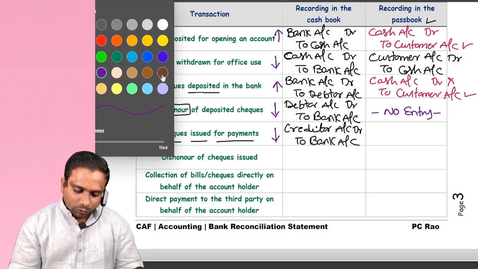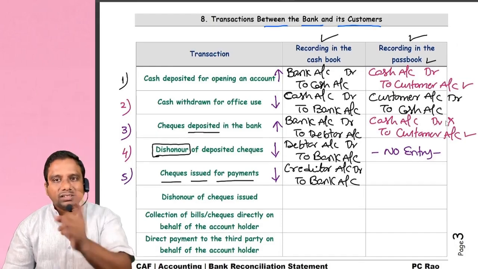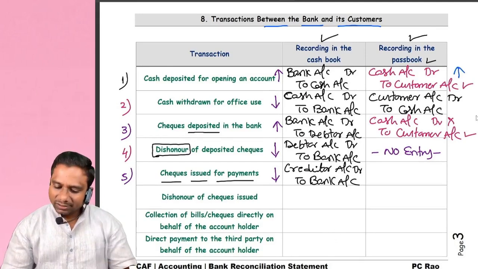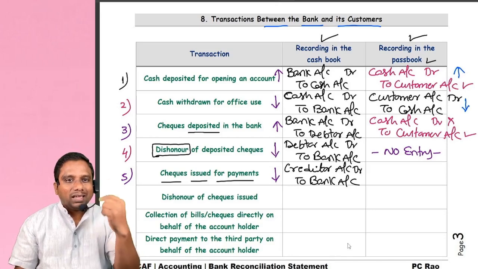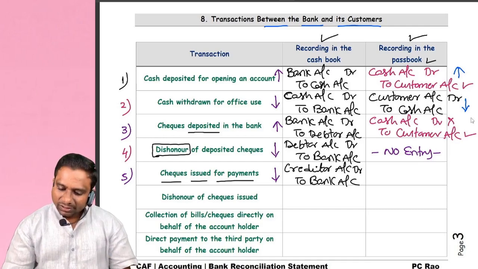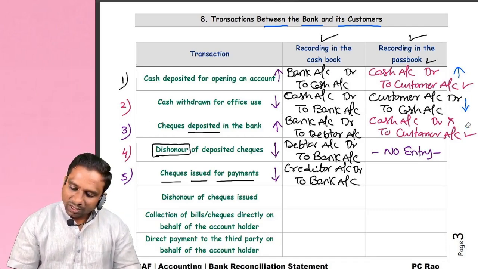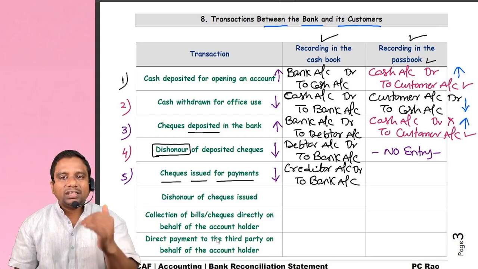Let me give you clarity here. Look, because of the first transaction, in the passbook also our balance gets increased. Because of the second transaction, as per passbook also our balance gets decreased. Are you able to follow? As per cash book, balance increase or decrease, or as per passbook, balance increase or decrease. Observe carefully. Because of the third transaction, our balance gets increased if bank collects the check. If bank collects the check, our balance increases.